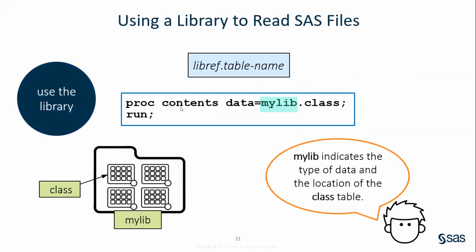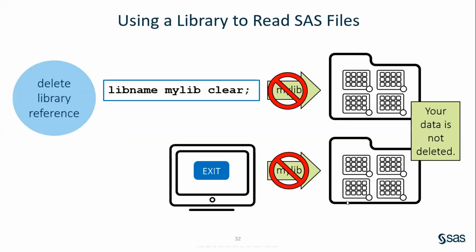And how do you refer to it now in your program? Proc contents data equals mylib.class run. Correct? So when I say mylib, it's the whole path where you have these data files. And within this mylib library, you are accessing a class data set. So you refer to this table name as libref.table name. So it's called a libref.table name, a two-level SAS data set name. All right. So mylib indicates the type of data and the location of your class table. Fine.